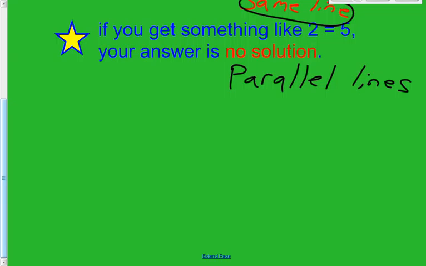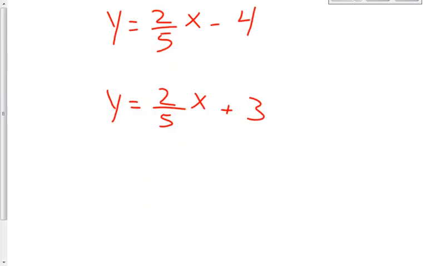A solution for a system of equations is an ordered pair. It's an intersection point. If two lines never ever intersect, such as parallel lines, then there is no solution. Let's take this one for example. y equals 2/5 x minus 4, and y equals 2/5 x plus 3.